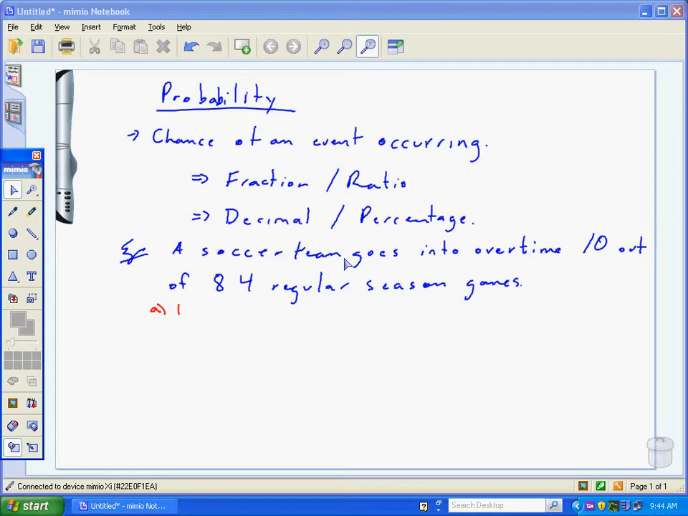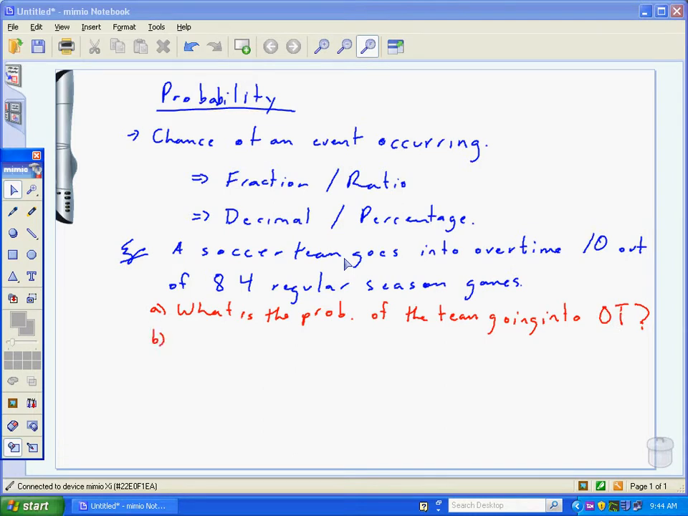A, what is the probability of the team going into overtime? So what is the probability of that occurring?